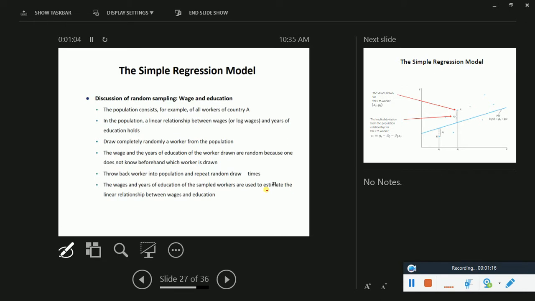For example, the population consists of all workers of country A. In our World Bank data set, we can think about if we are analyzing, let's say, France. So we have to consider the population of all workers of France, right? If you are doing cross-sectional data, and in the population, a linear relationship between wages and years of education holds, right? So this should be linear in form, like one of the assumptions, and we draw completely randomly a worker from the population. So if you want to make a linear model or a simple regression model, the sample should be drawn from a random sample.